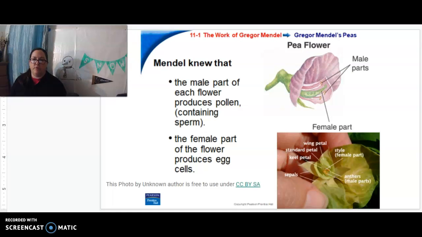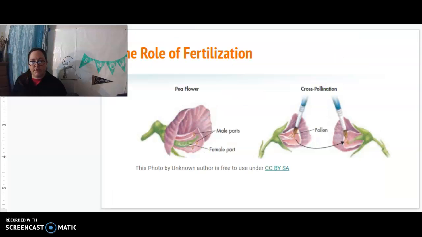So Mendel knew that the male part of each flower produces pollen. That is where the sperm is. And then the female part of the flower produces egg cells. And so he was able to do some experiments based on this knowledge. So peas are small and easy to grow. They're what we call a model system. And he was able to carry out in 1 or 2 growing seasons what would have taken decades or centuries to observe in large animals.